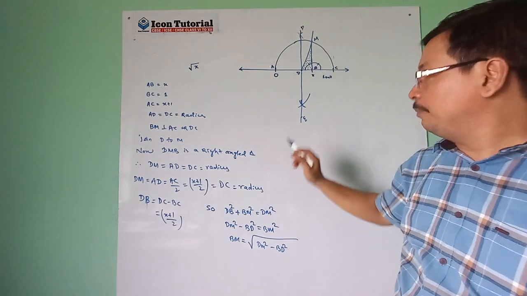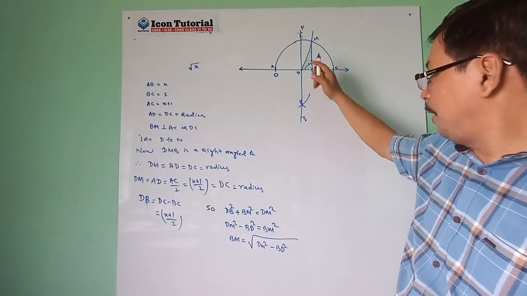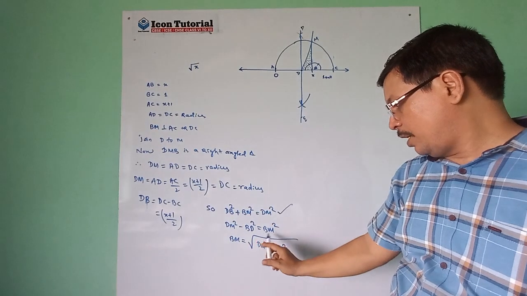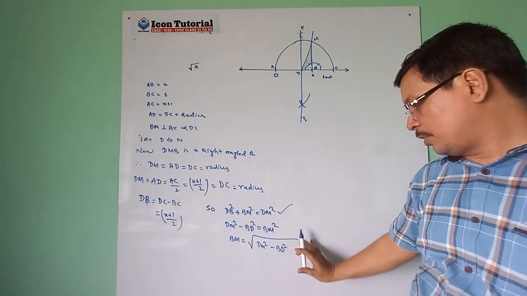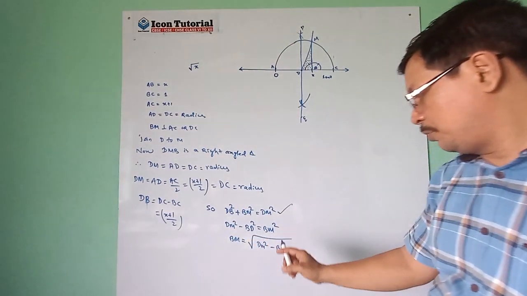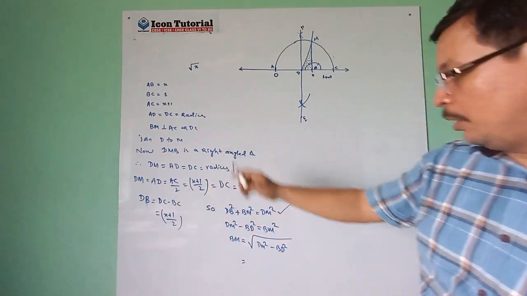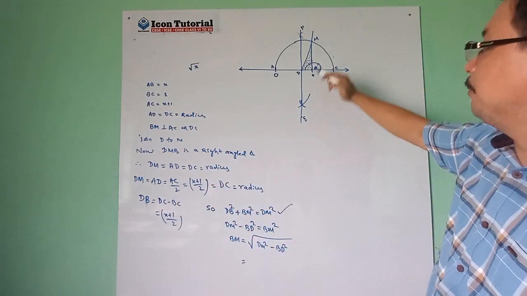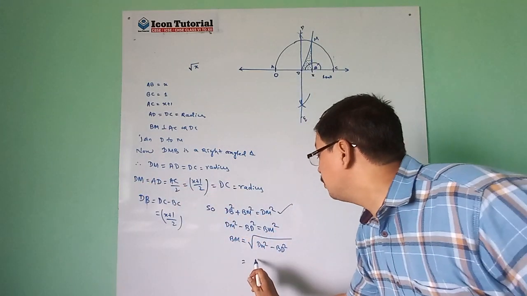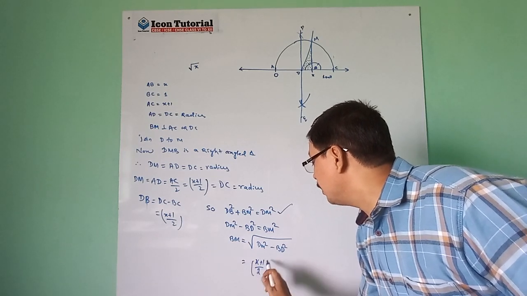So the hypotenuse DM square minus DB square gives BM square, and finally BM is the square root of DM square minus BD square. Now we have to put in the values. What is DM? DM means (x+1)/2, which you already know. So DM is (x+1)/2 whole square.